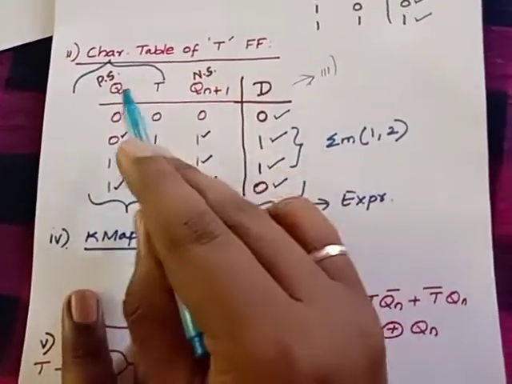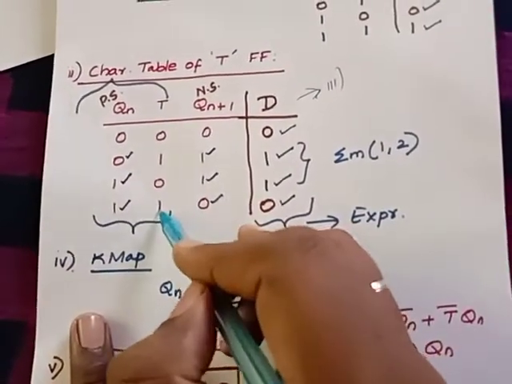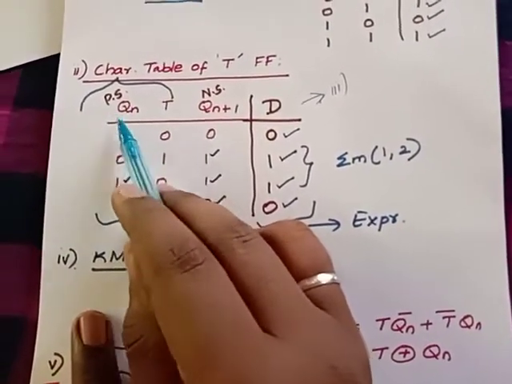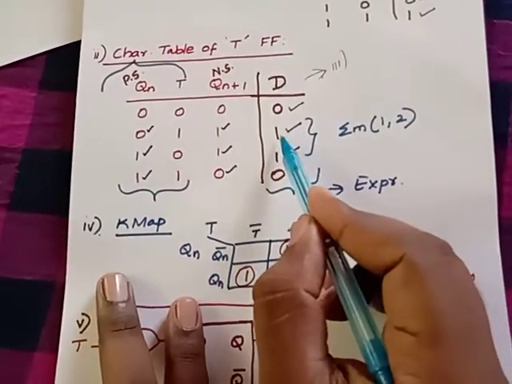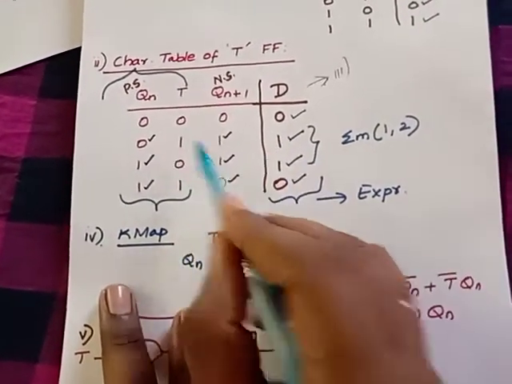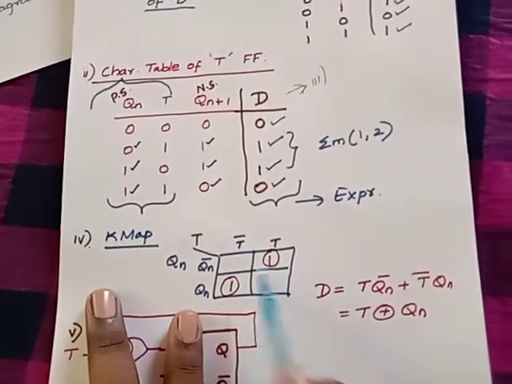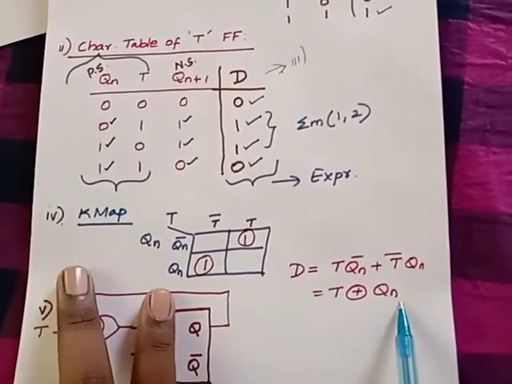So when you leave this, you'll have only 2 columns with 4 combinations. So your K-map will be carrying Qn and T. And when you find the minterms, they are 1 and 2. So when you group it, in this case you get D equal to T XOR Q.